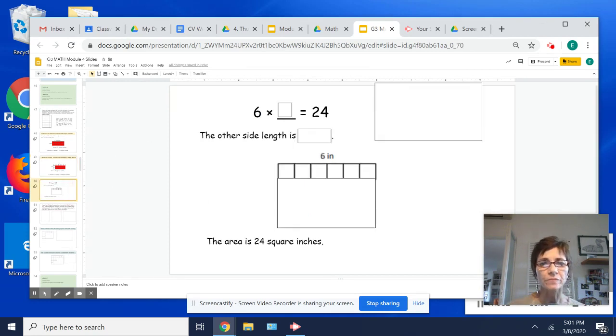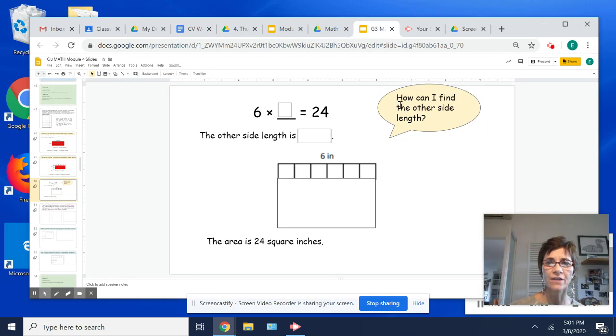All right. Here is a problem that's similar to the one we saw before, where we have one side is 6 inches. We don't know the other side, but we know that the area is 24 square inches. How can I find the other side length, the length of the other side? Okay, stop the video, see if you can figure it out. Tell your mom or whoever is near you, maybe a stuffed animal.